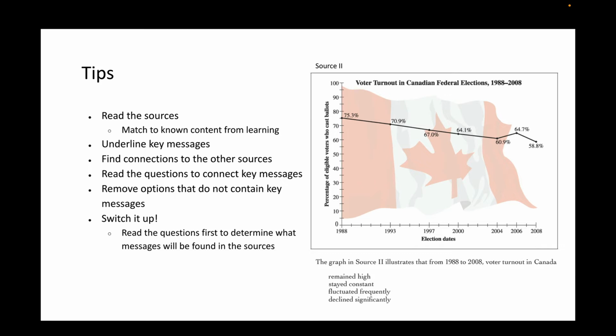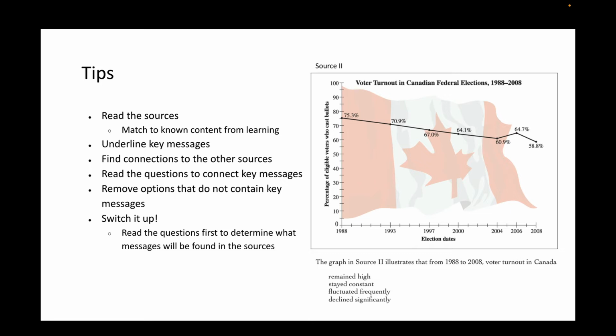But what do we notice about this line that's present here? Well, in 1988, it starts at 75.3, and then it makes its way down to 2008, where the voter turnout is 58.8%. What are some words that you could use to describe this line? Which direction is it going? It is declining. Now, yes, in 2006, there is a little bit of an uptake there, but for the most part, this line is on a decline. Let's remember that. Let's go to the question.